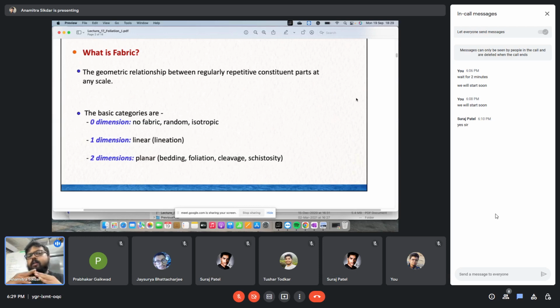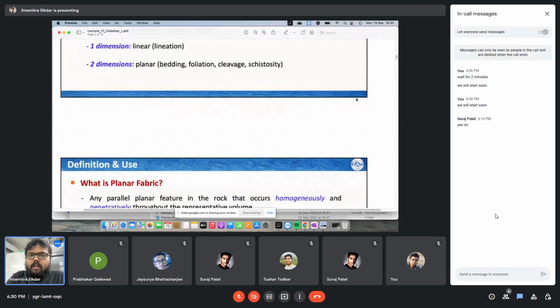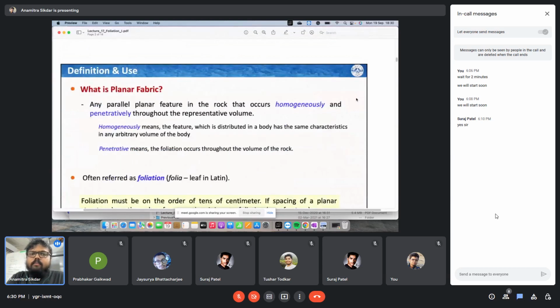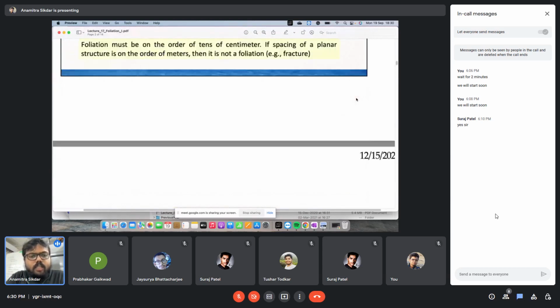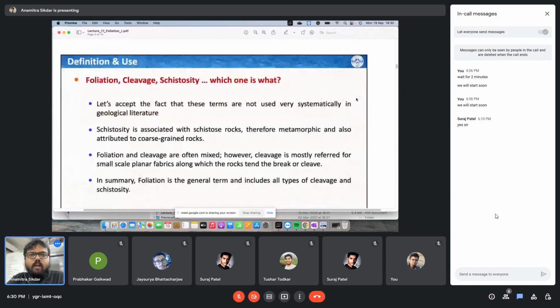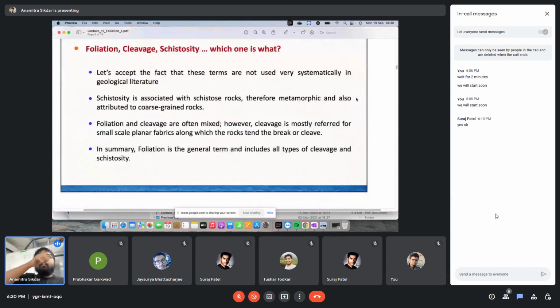All right. So we can categorize them into two divisions. The one is the one dimensional fabric, that is the linear fabric, and the other one is the two dimensional fabric, that is the planar fabric. We call them by different names. We can call them foliation, cleavage, schistosity. So let's not go into those terms.